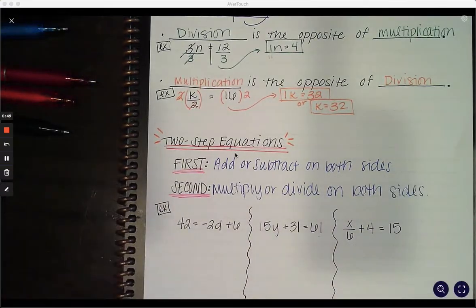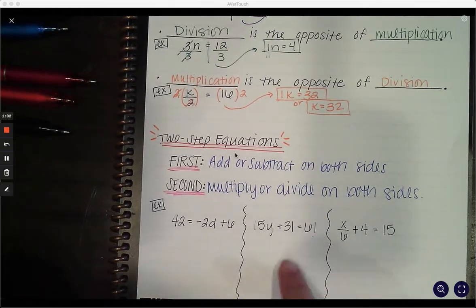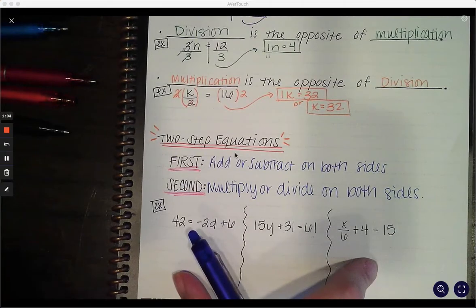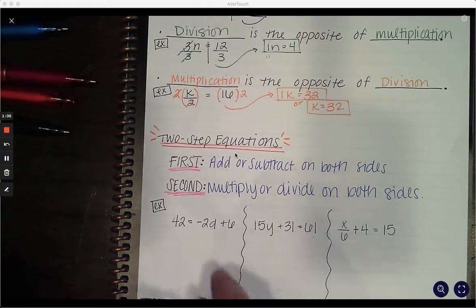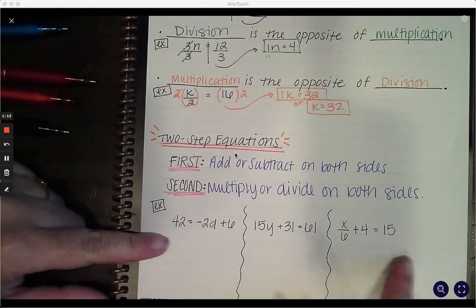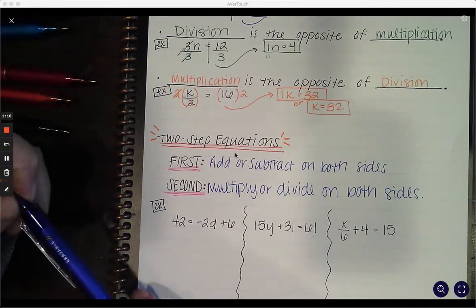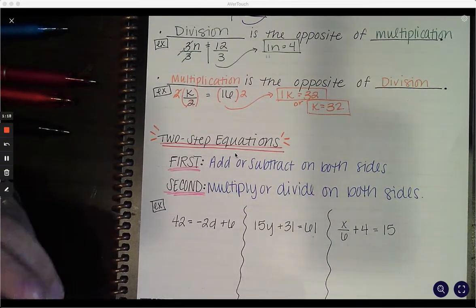Okay, so our goal is to get our variable entirely by itself. Some people call that isolating the variable. All right, so that's what we're going to do. I've given us three different equations here, and we're going to use everything that we've talked about so far this week. We're going to use combining like terms, one-step equations, and simplifying, okay?